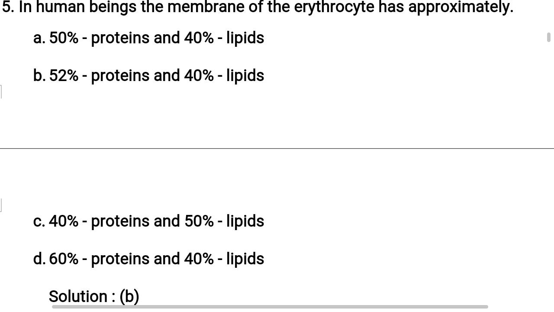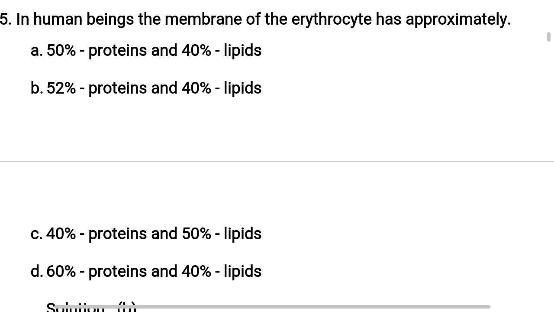52 plus 40 is 92, and the rest 8% are sugars. So this is the composition of the plasma membrane or cell membrane of human erythrocyte or RBC. As I told you just now, this total description came to light in the decade of the 1950s with the help of the advent of the electron microscope.